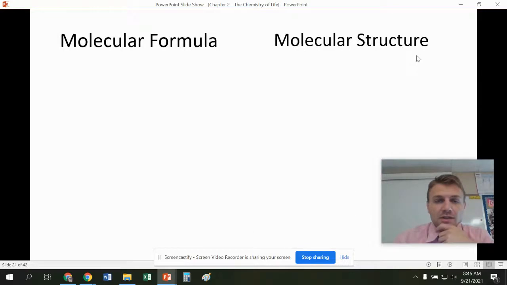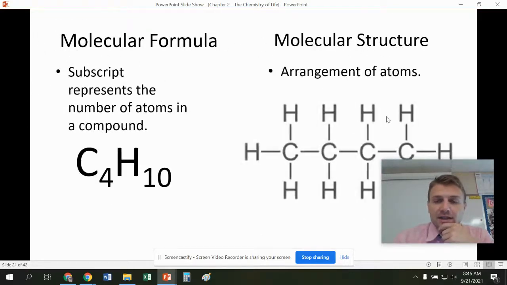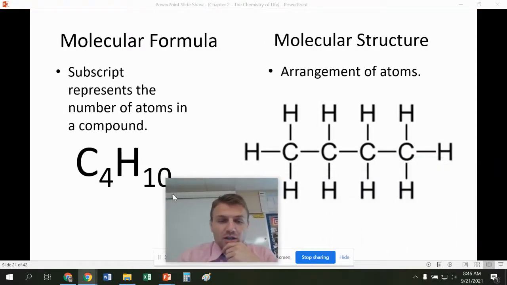We know what a molecule is. Now, the difference between a molecular formula and a molecular structure is the molecular formula shows you what elements and how many of each element are in those compounds. The molecular structure is the arrangement of these atoms. So we can see here C4H10, this is butane. This is the molecular structure, this is the molecular formula. So this just tells us what's in it. This tells us how the atoms are arranged.